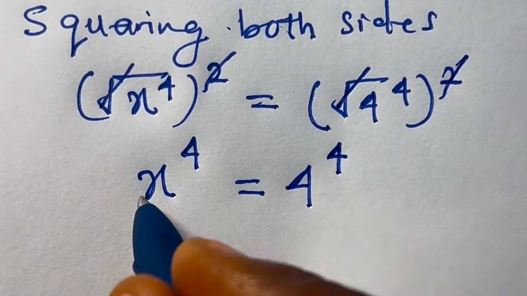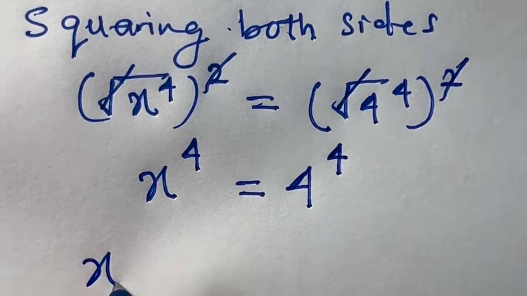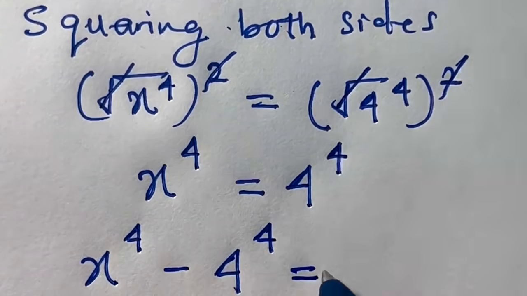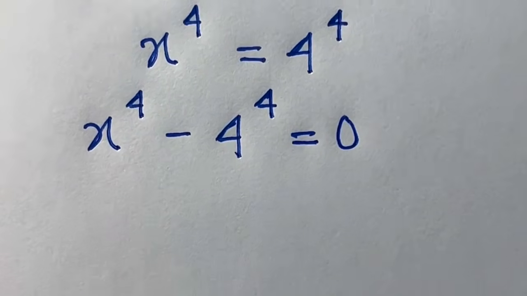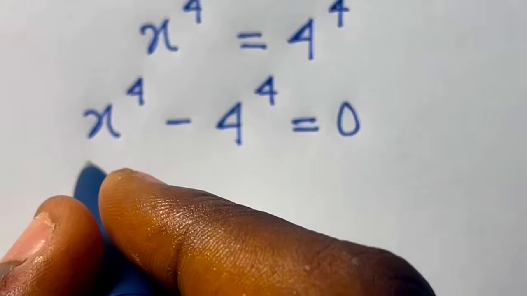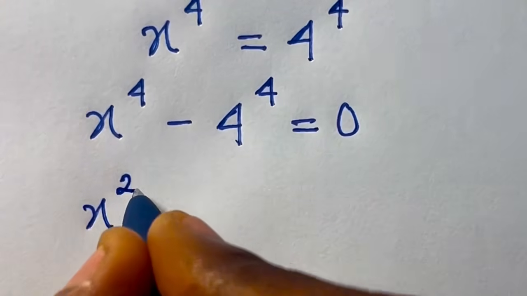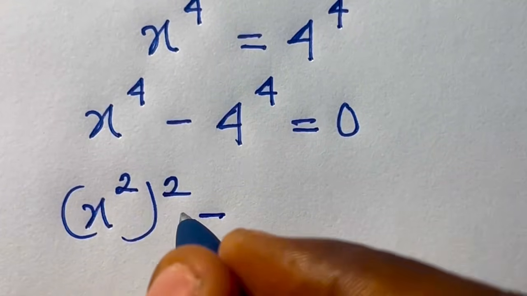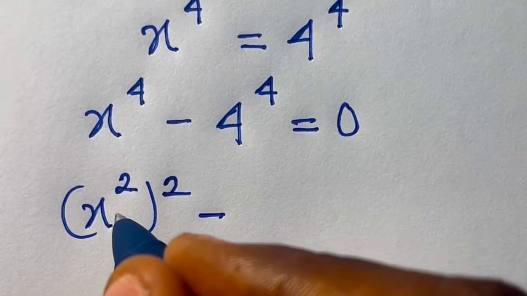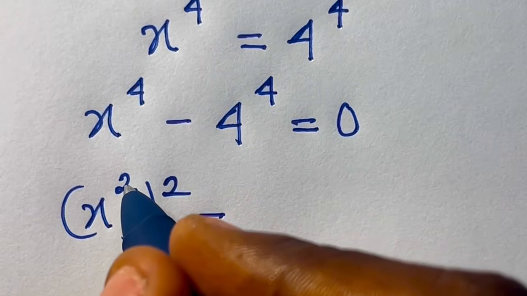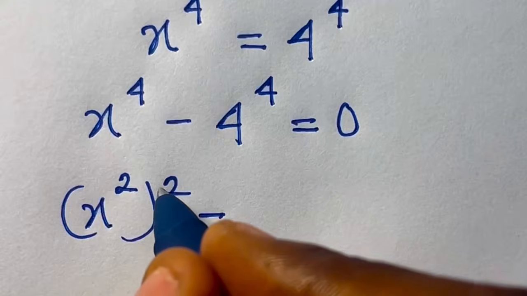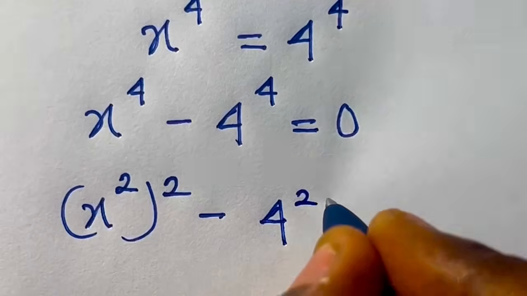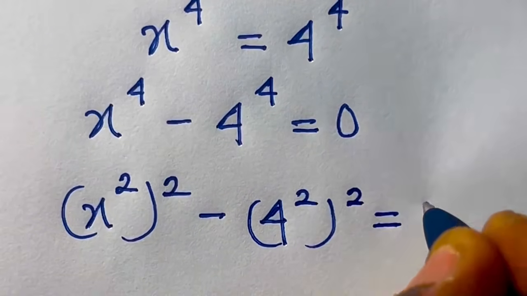So now we can transfer this to the other side. We have x raised to power 4 minus 4 raised to power 4 equals 0. From here, we can express x raised to power 4 as x squared, raised to power 2, because of the power law: when a number raised to a certain power is again raised to another power, the powers are multiplied. So we again have 4 squared, then raised to power 2, equals 0.